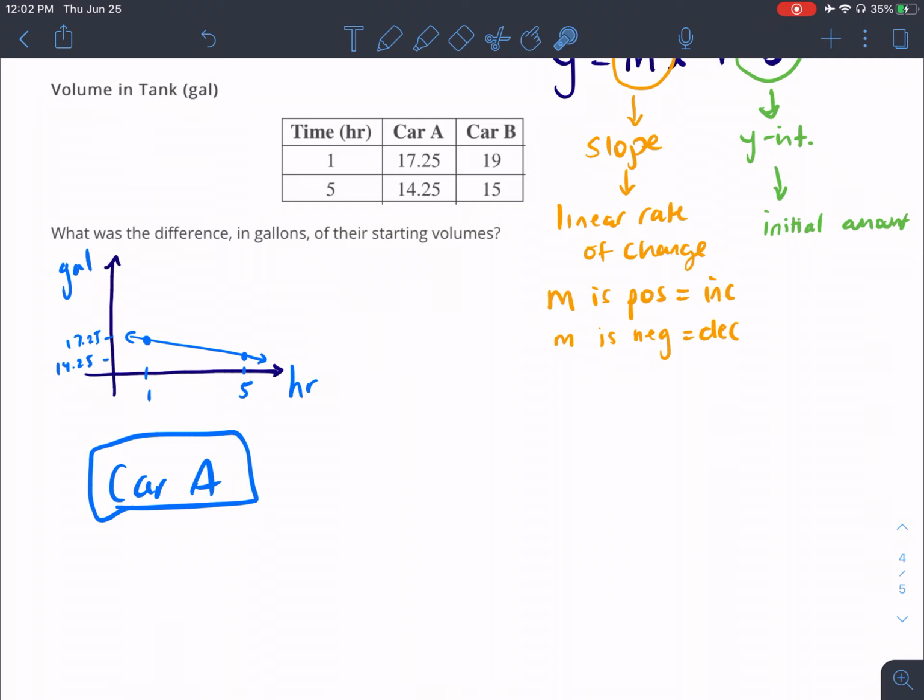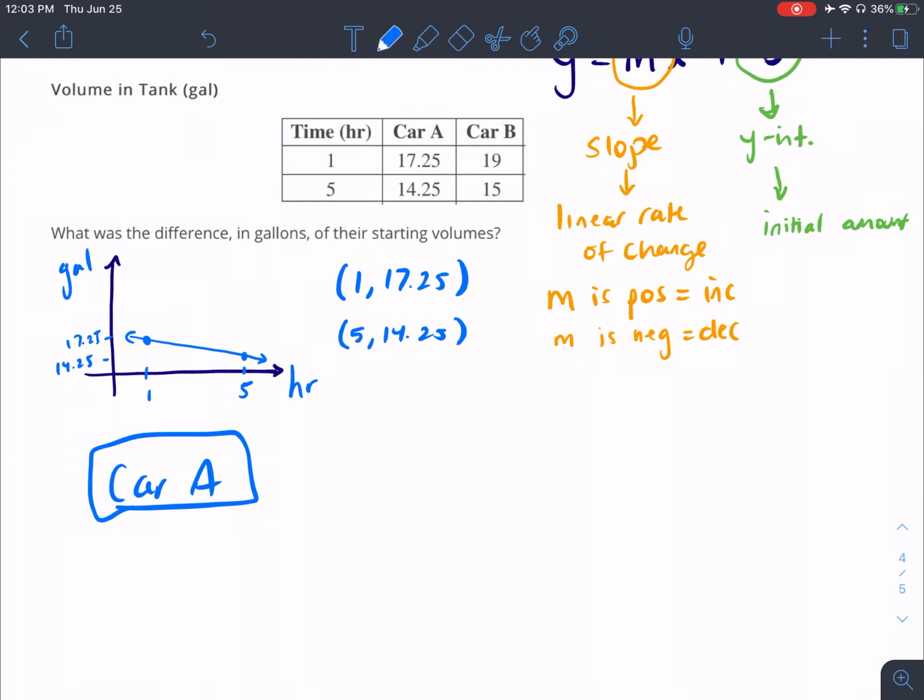So notice that the hours are acting like the X values and the gallons are acting like the Y values. So you can either do it from this graph or on the table. Notice that you have the points for car A: you have the point 1, 17.25 corresponding to this part of the data, and at 5 hours, you have 14.25. This point gives you the coordinates of this particular point here, and this one gives you the coordinates of this particular point here.